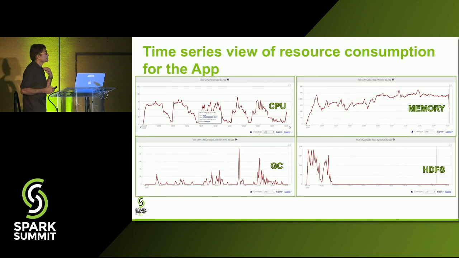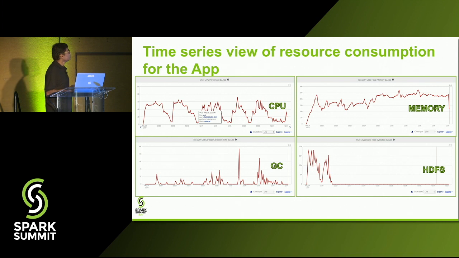Here I'm charting out 4 resource consumption vectors. We can, of course, have a lot more, but we think these are the most important when you're trying to debug performance problems. CPU across the life cycle of the application, memory, garbage collection, and HDFS reads. Now you see a little more delineation in your garbage collection.